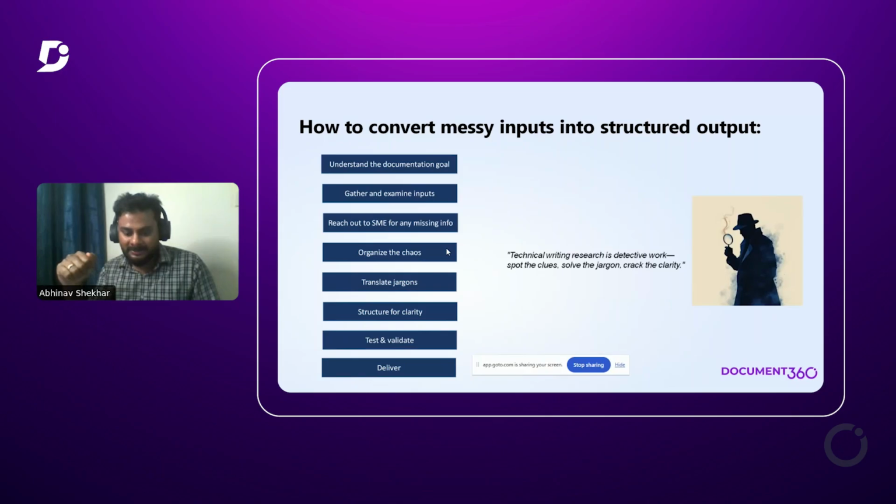Technical writing research is detective work. We technical writers are no less than detectives. We will spot the clues, solve the jargons, and crack the clarity. It's a kind of detective job wherein we will see, okay, this is missing, so we need to reach out to the SME. Okay, this is not required, let's clean it. This is what the technical writer's main role is.